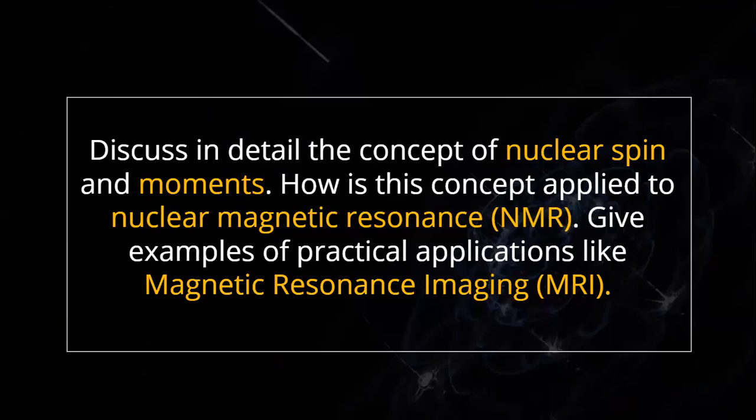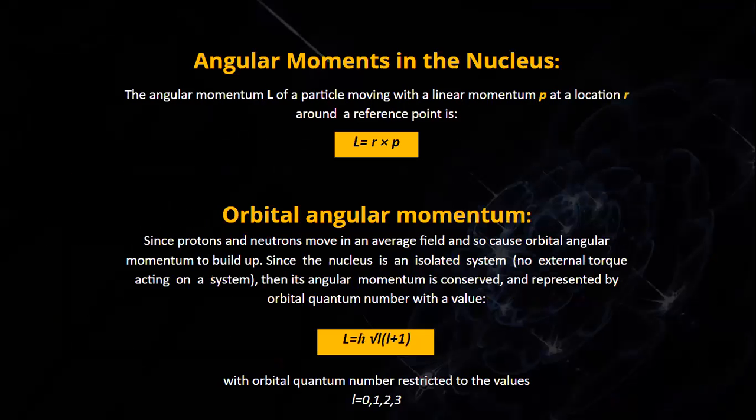The topic of my presentation is nuclear spin and moments and how these concepts are applied to nuclear magnetic resonance, or NMR. What is angular momentum? Angular momentum is a combined contribution of spin and orbital angular momentum of constituent particles, represented by r cross p. Orbital angular momentum is the sum of the orbital angular momentum of each of the electrons.